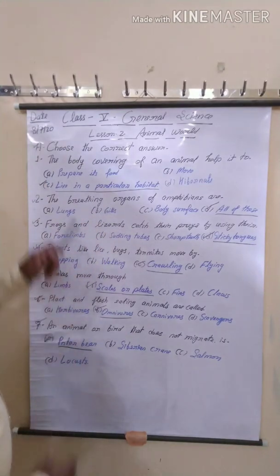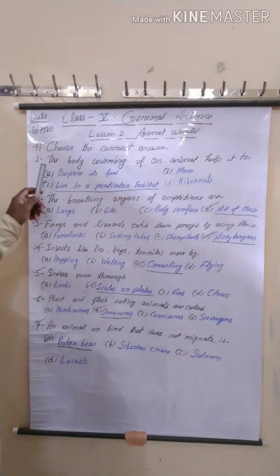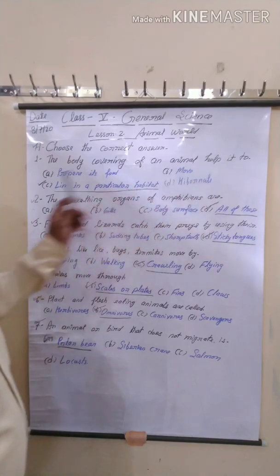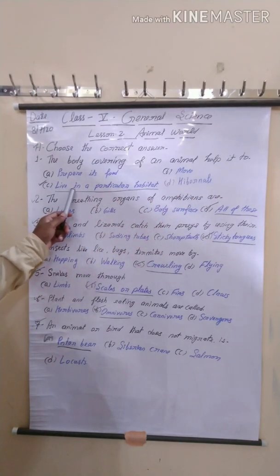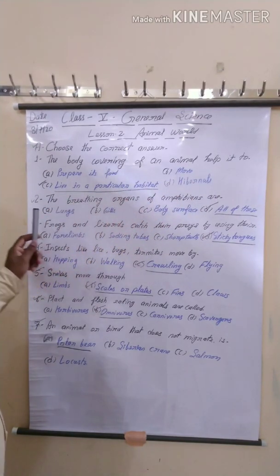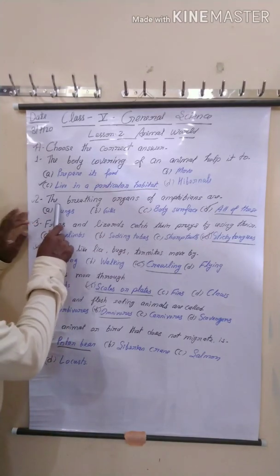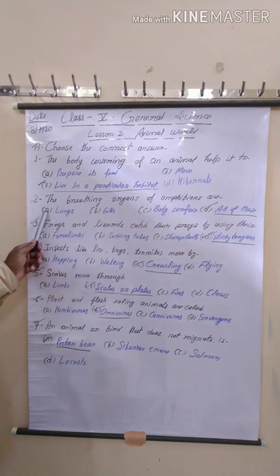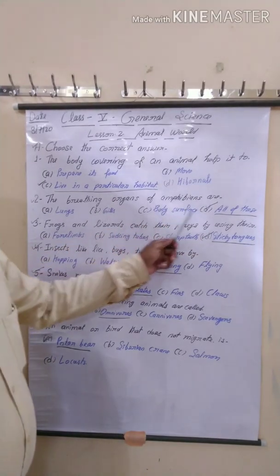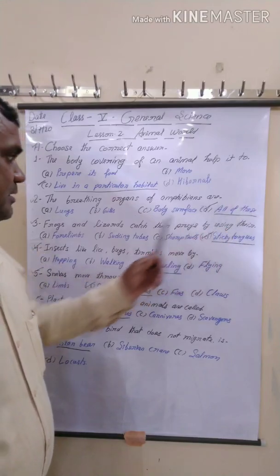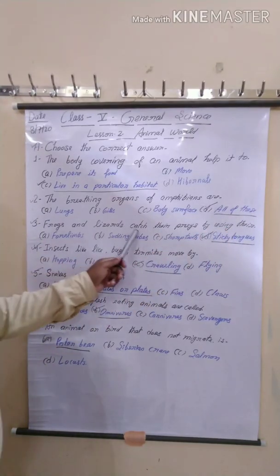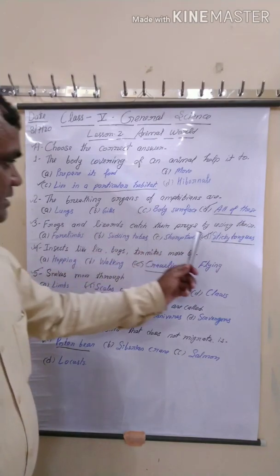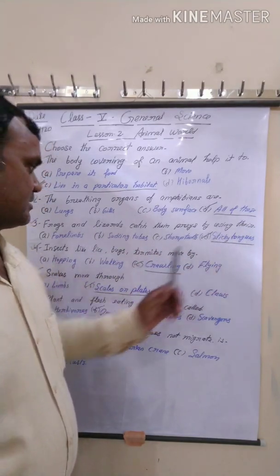I repeat again, choose the correct answer. First, the body covering of an animal helps it to: option C is correct, live in a particular habitat. Question number 2, the breathing organs of amphibians are lungs, gills, body surface, all of these. D option is correct. Frogs and lizards catch their prey by using their: option D is correct, sticky tongues.